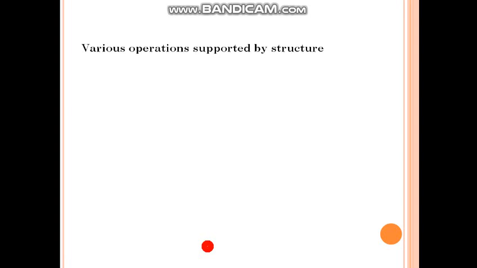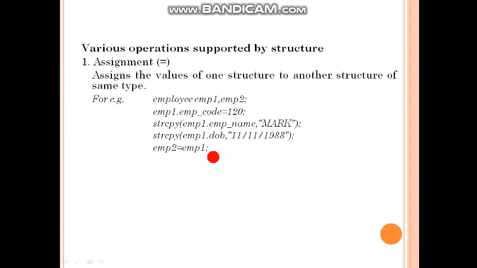Then various operations are supported by the structure, and these are the different operators we will see here. First one is assignment, that is equal to assign. It assigns the value of one structure to another structure of the same type. For example, employee emp1, emp2, emp1 dot emp underscore code is equal to 120.